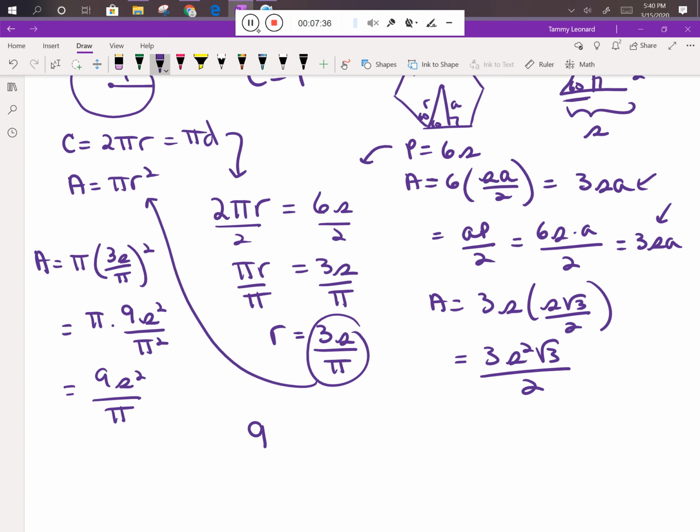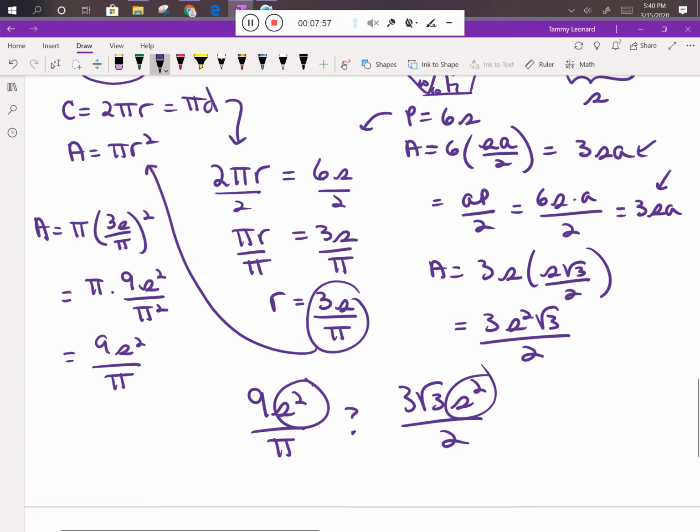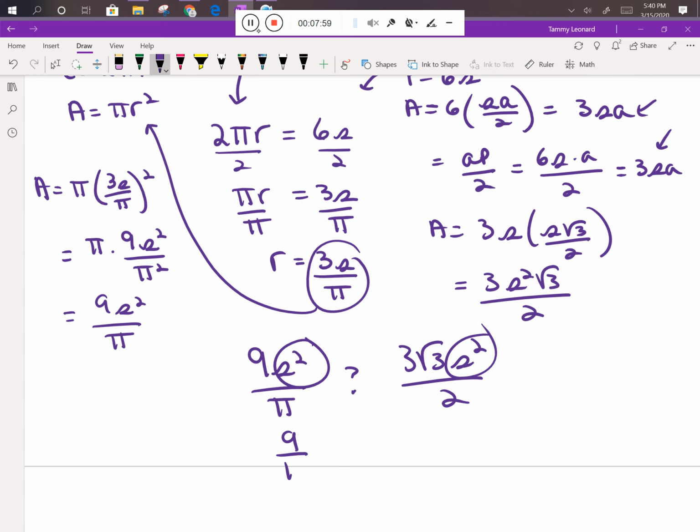I'm comparing 9s squared over pi. I want to know which is bigger, that or 3 root 3 s squared over 2. Well, you might notice there's an s squared in both of them. So actually the s squared doesn't matter. That's the same value. So really the question is, is 9 over pi bigger or smaller than 3 root 3 over 2? Well, those are numerical expressions that you can type into a calculator and compare.